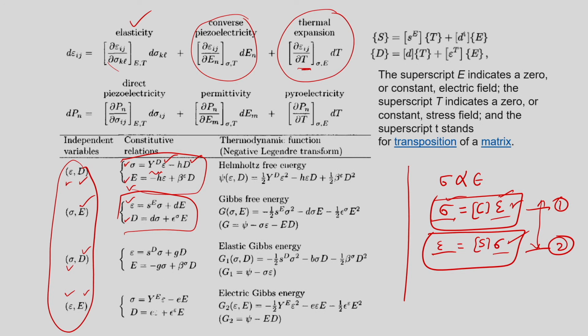Now, here you see that the superscripts D and E are written here. What is the meaning of that? It means with constant electrical displacement, or with constant electrical field, or with constant stress, and sometimes with constant strain. What does it mean?